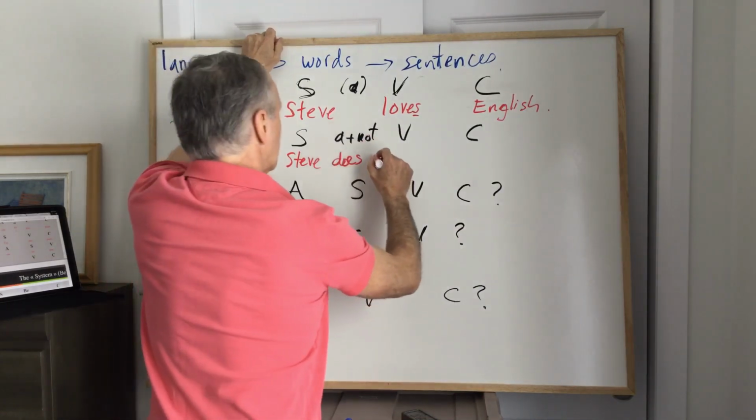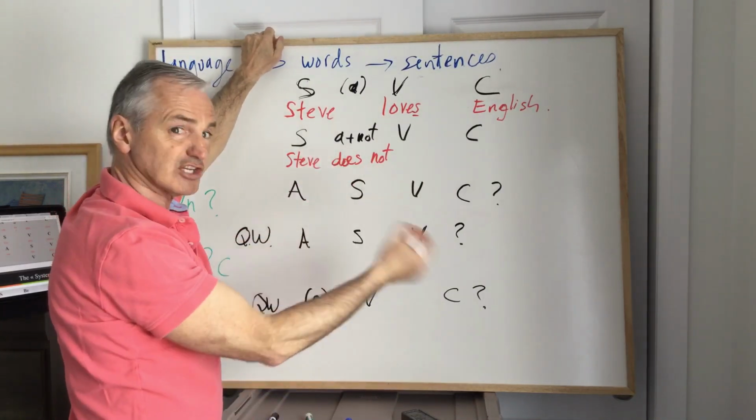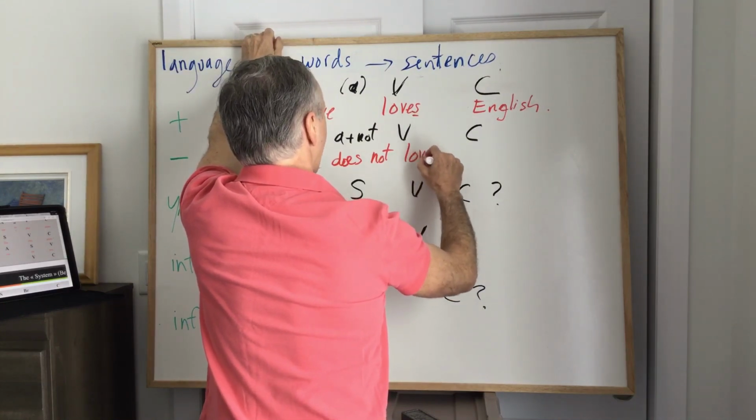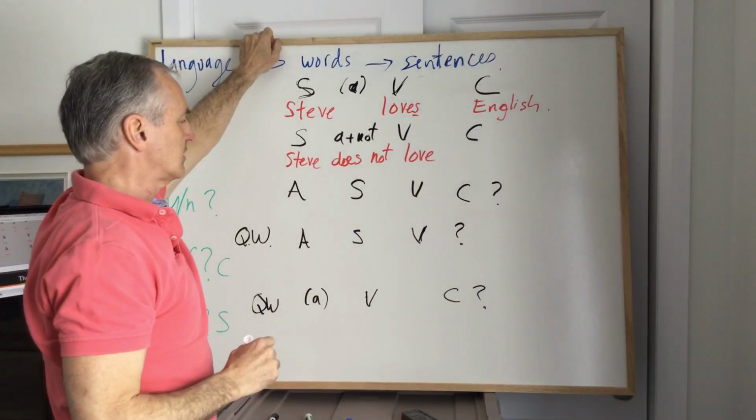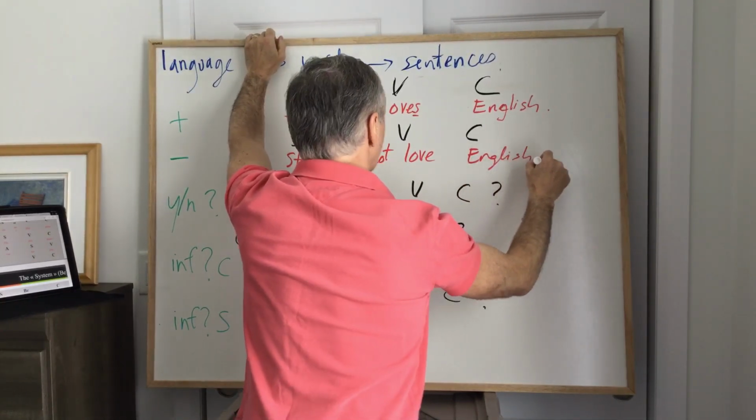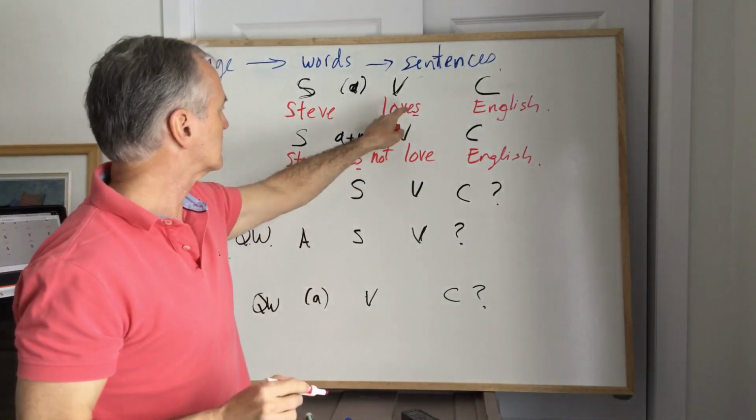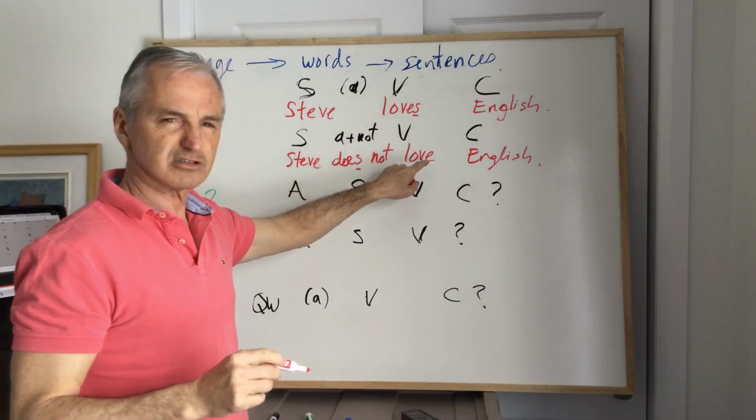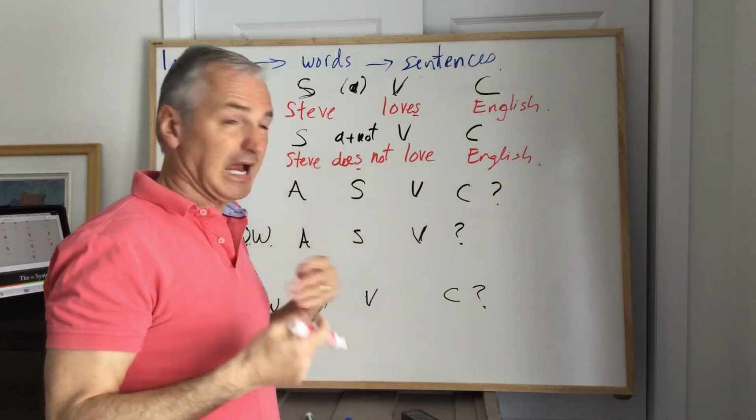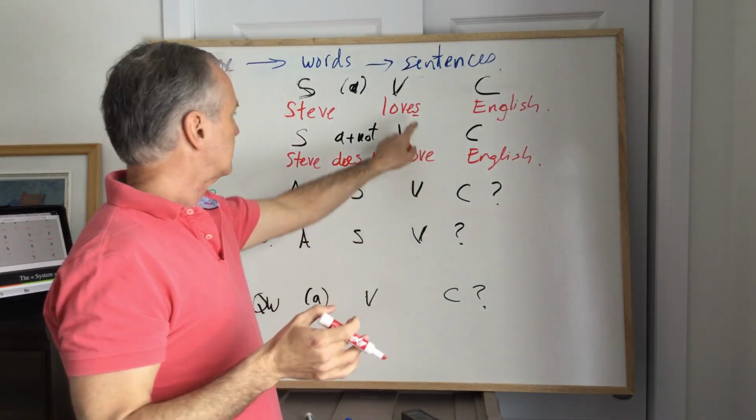Does plus the not. So, does not or doesn't, contracted form. Verb, love English. Period. Now you're going to ask me, hey Morgan, what's going on? You said Steve loves English, and suddenly there's no S here. What the heck are you doing? I didn't invent it, but I'll tell you, there's an explanation. The S is now here.